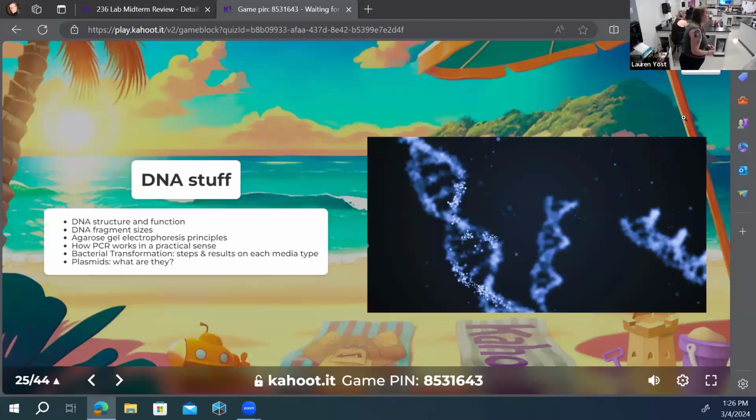All right, so for the DNA stuff, be aware of DNA structure and function. I'm not going to ask you about replication and stuff in here. That was lecture stuff, so that's not going to happen. But when I'm talking about PCR and how it works, if I ask you a question about that, it's a good idea to know what a nucleotide is, maybe that sort of stuff. DNA fragment sizes, we just already talked about that.